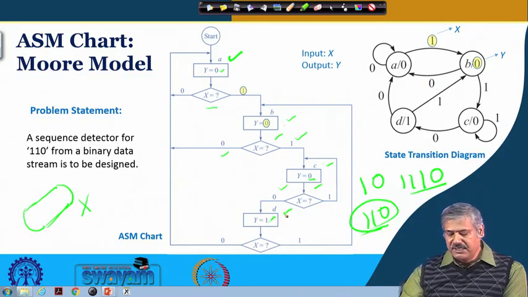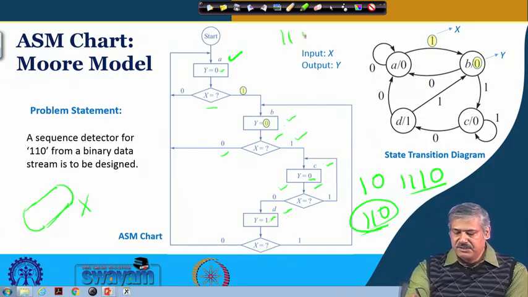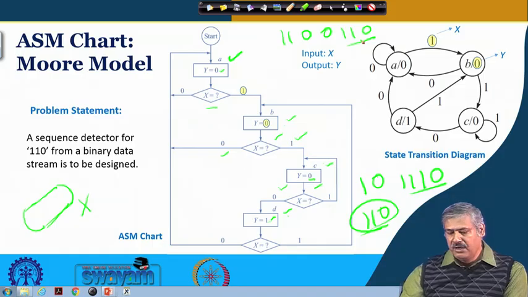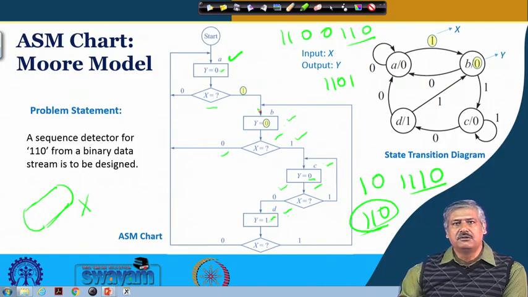Now being at D, if x is equal to 0, after 1 1 0, if it receives a 0, it goes to A, because again it has to find 1 1 0 from the next bit onwards. But if it receives a 1, that means the first bit of the next sequence has been detected properly, so it goes back to B. Is it fine? So it is similar to the state transition diagram, but we are following the ASM chart route to get the corresponding diagram for the given problem statement.